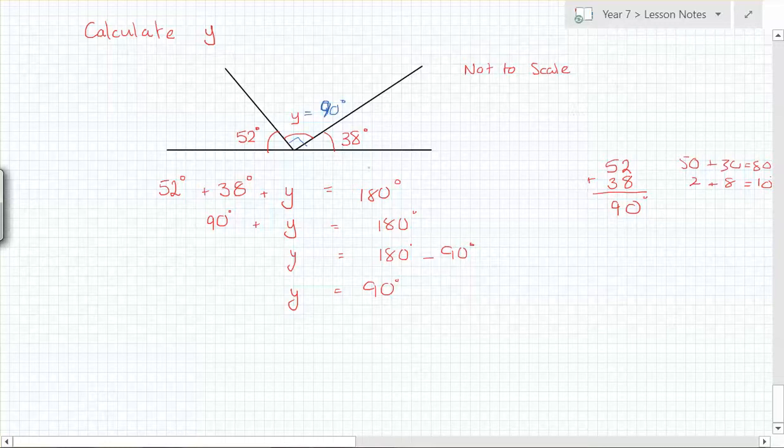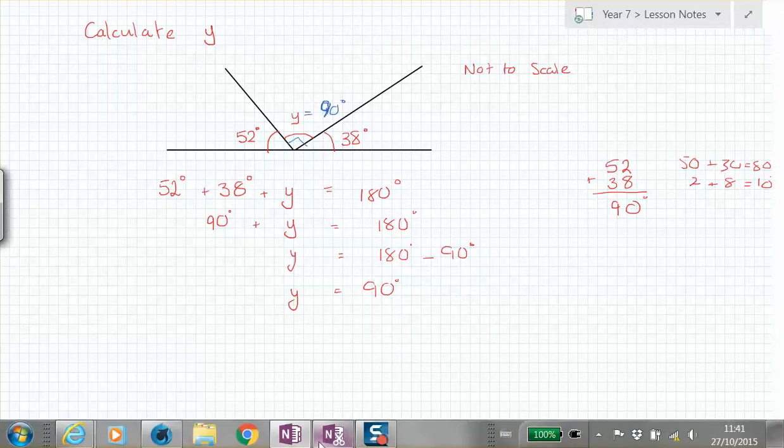So if I put a square in there, I'm saying it's 90 without actually having to write 90. Okay, y equals 90. Any questions about that? No. So that's all on notes. I always underline my notes.